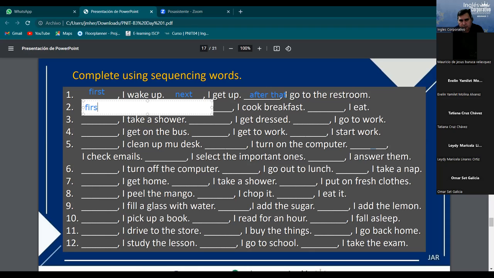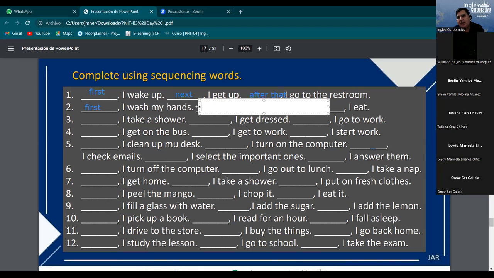First, you can say first, then, later, after that. They are interchangeable.